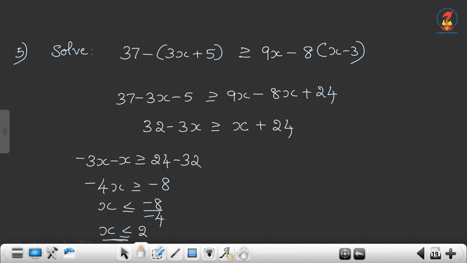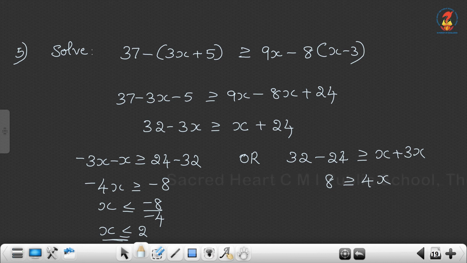This is one method. Or after this step, take the 3x to the right hand side, so that it becomes positive, and take 24 to the left hand side. So 32 minus 24 is greater than or equal to x plus 3x, or 8 greater than or equal to 4x. So 4x is less than or equal to 8.